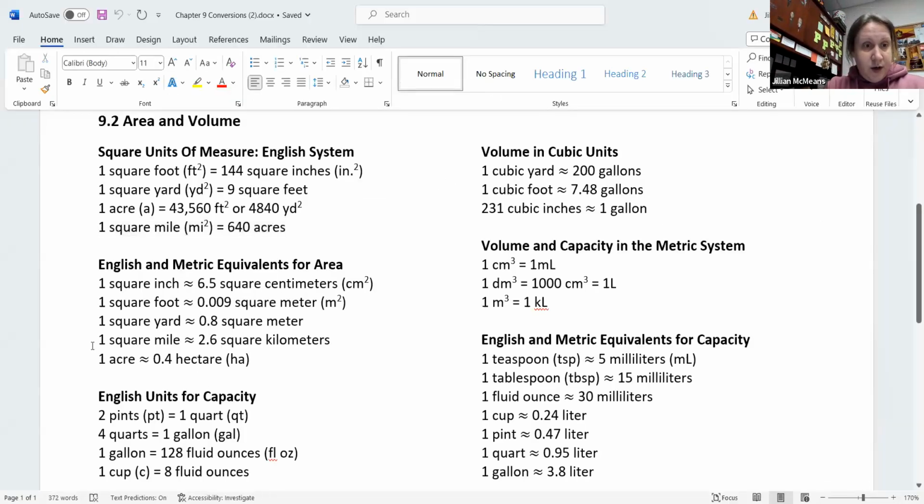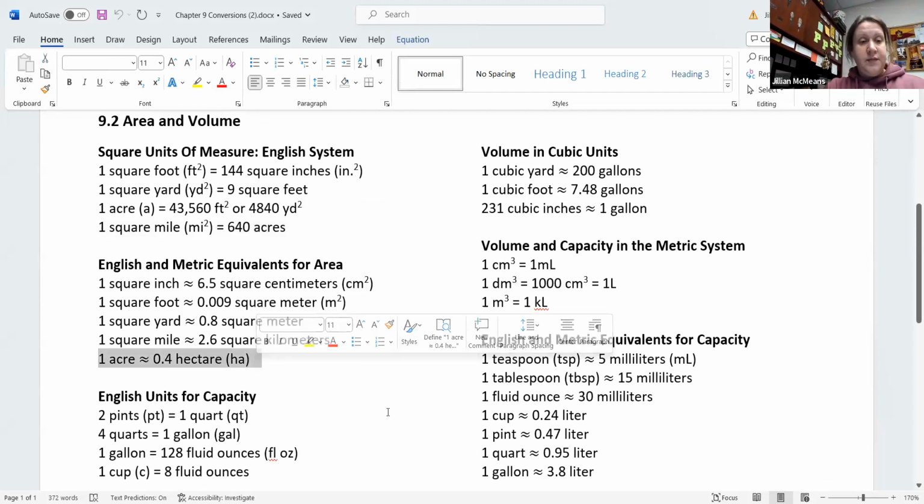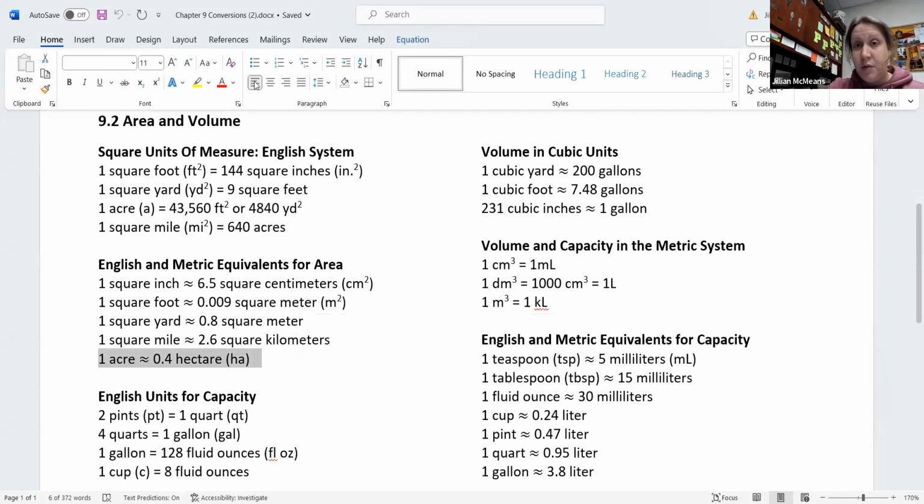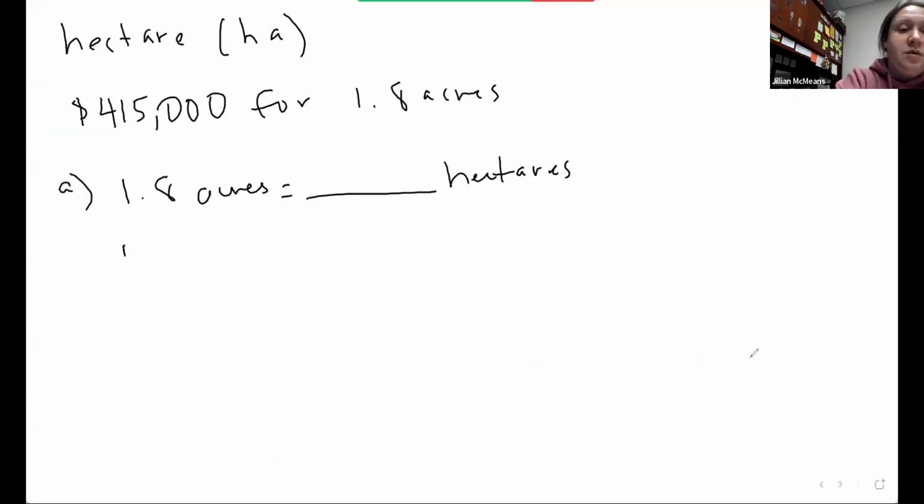So if we go down here, we're going between English and metric. So we have 1 acre is approximately 0.4 hectares. Remember that, because we're going to need that for our unit fraction. So we start with what we know, 1.8 acres, and write it as a fraction by putting it over 1.